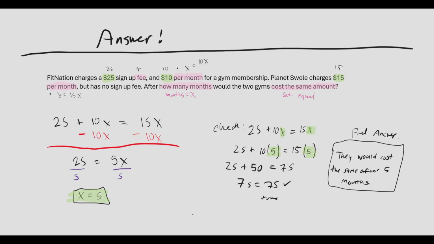Since I've got an x alone on its own side, I'm just going to move the x from the other side to that side. That's going to be the easiest way to solve it. So I'm going to subtract 10x on both sides. I'll get 25 equals 5x. Divide by 5, x equals 5.